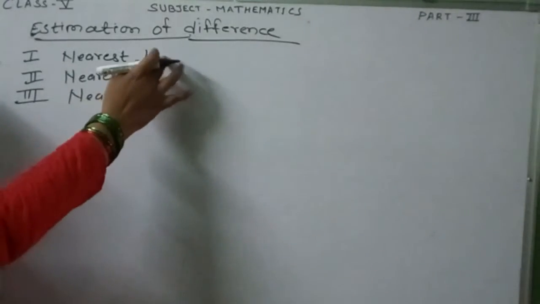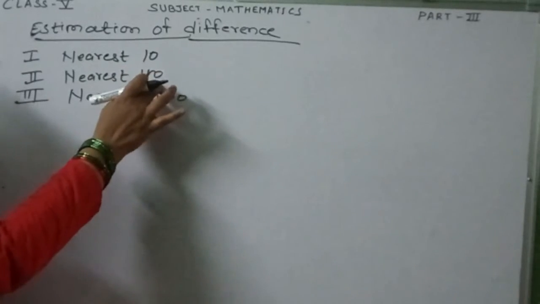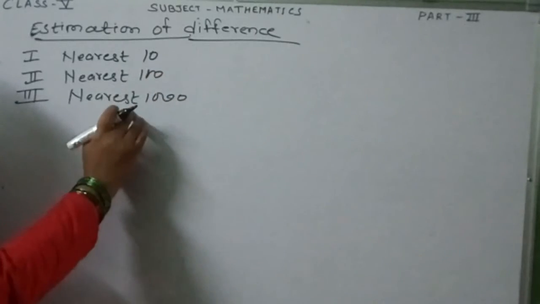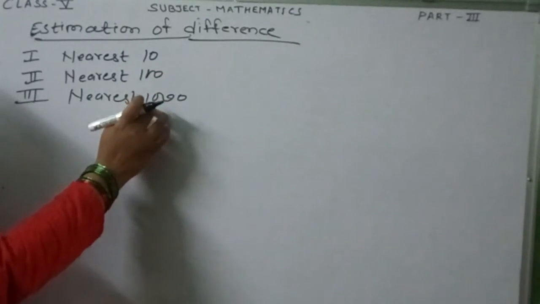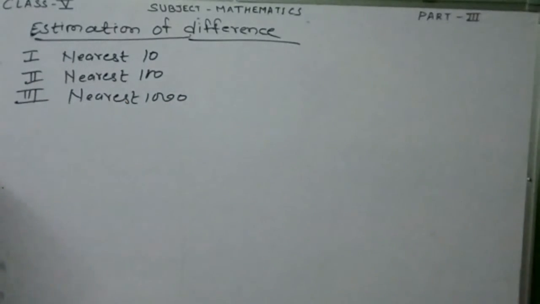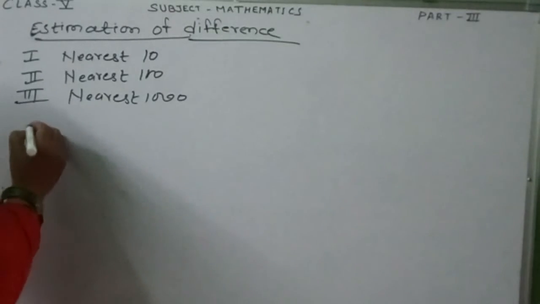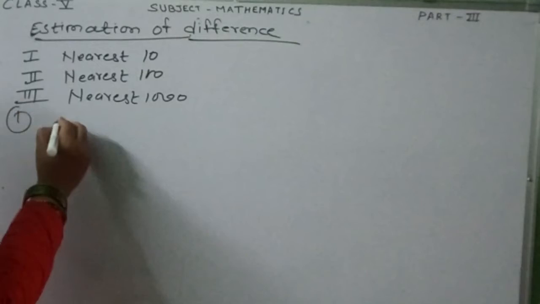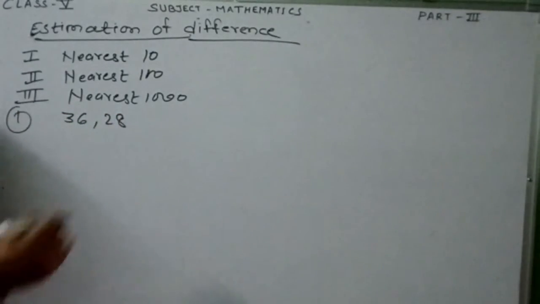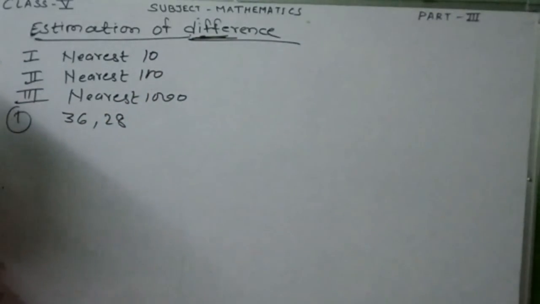In case of tens we will see the ones digit. In case of 100 we will see the tens digit and compare with 5. In case of 1000 we will see the hundreds place and compare with 5. Okay, first question, estimation of difference. First example: the numbers are 36 and 28. What do we have to find? Estimation of difference. Difference means we have to subtract the numbers.